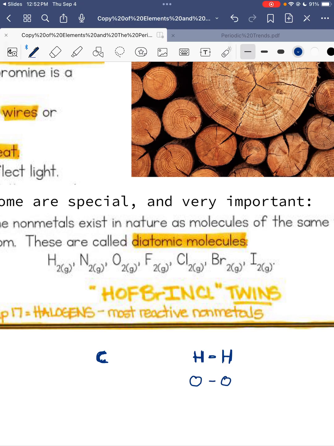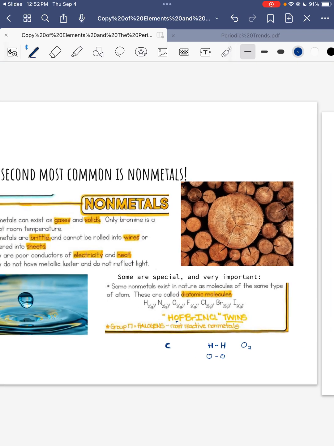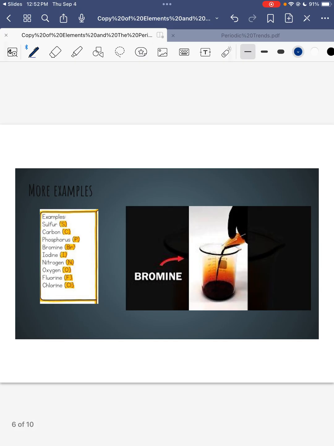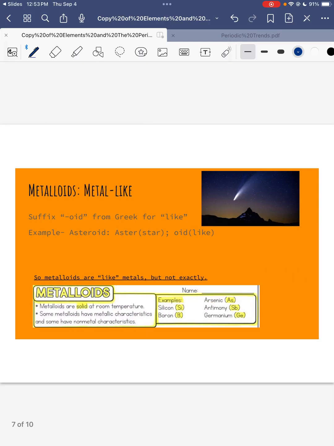And that's why when you hear people talk about the oxygen that we breathe, they don't say we breathe O, they say we breathe O2, because oxygen appears in this diatomic group of the Hofbrinkel twins. Here are some examples of nonmetals: sulfur, carbon, phosphorus, bromine, iodine, nitrogen, oxygen, fluorine, chlorine. The rarest group is metalloids.